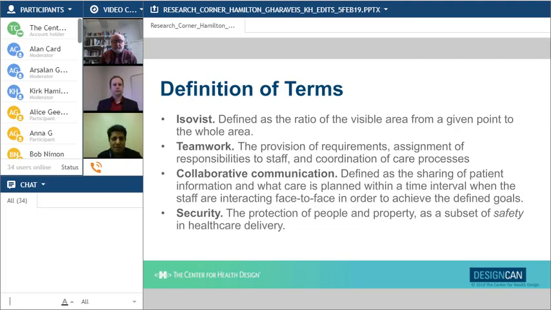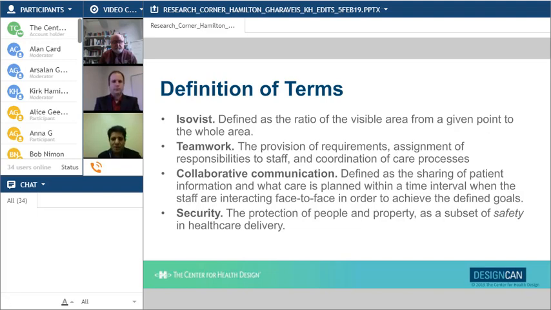But I also talk about collaborative communication, meaning a sharing of patient information and what care is planned within a time interval when the staff are interacting face-to-face in order to achieve the defined goals. This is specific to staff-to-staff communication, also about patient issues. So we didn't talk about social interactions and other pieces of communication, which is huge. Here, we wanted to focus on a very specific idea, to give the audience the idea that we're just exploring and going deep on one of the ideas.